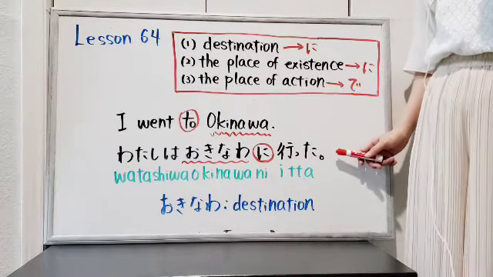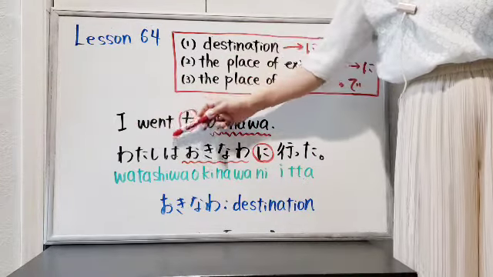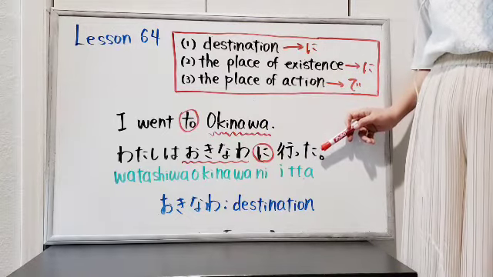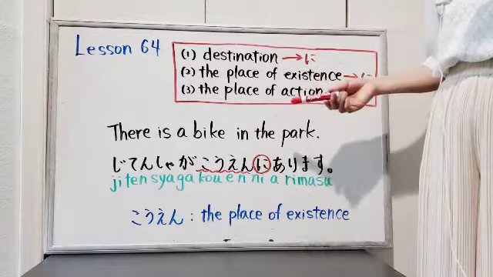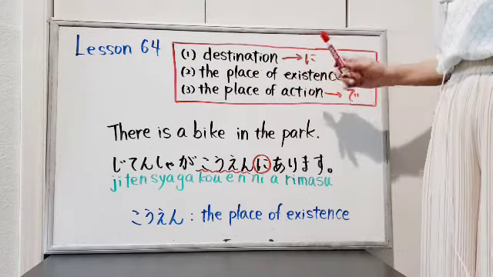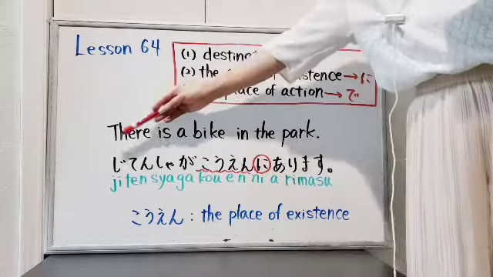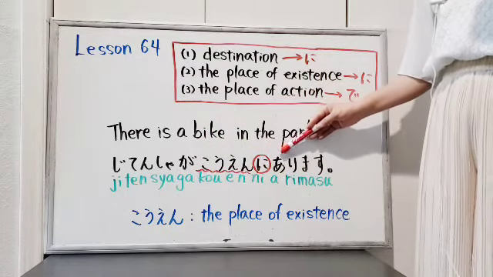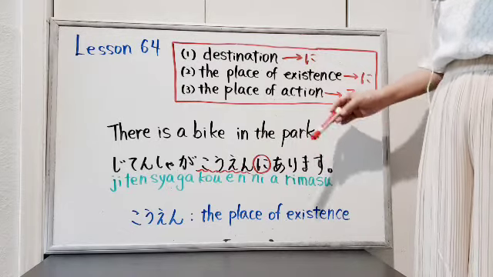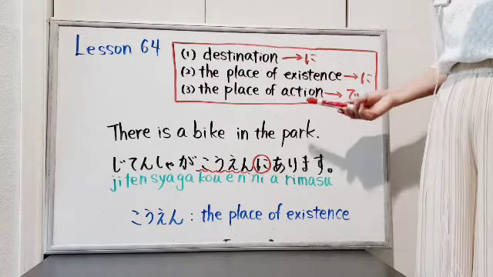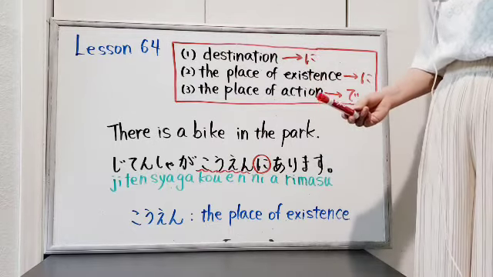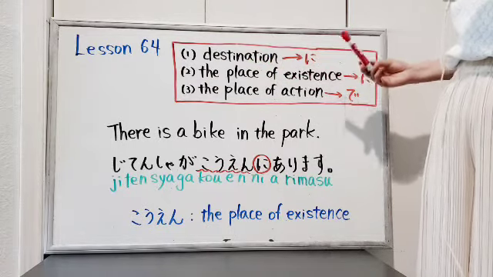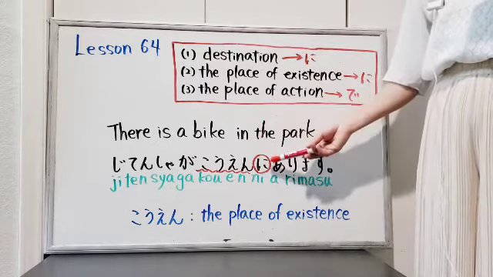私は沖縄に行った。How about this? There is a bike in the park. 自転車が公園にあります。In this case, the park is the place where a bike exists, right? So you want to choose number 2, the place of existence. That's why you want to put the に particle.